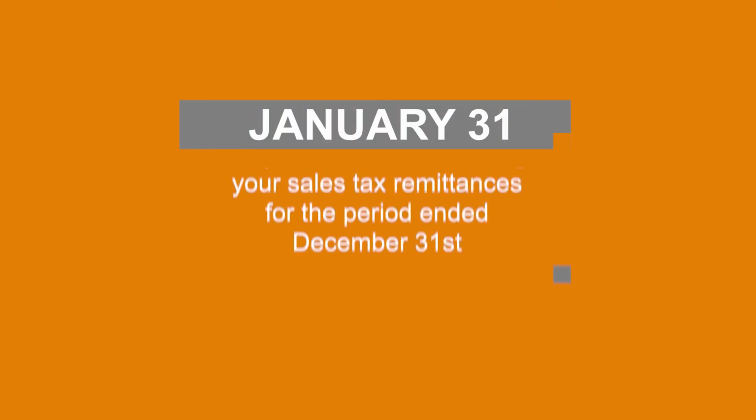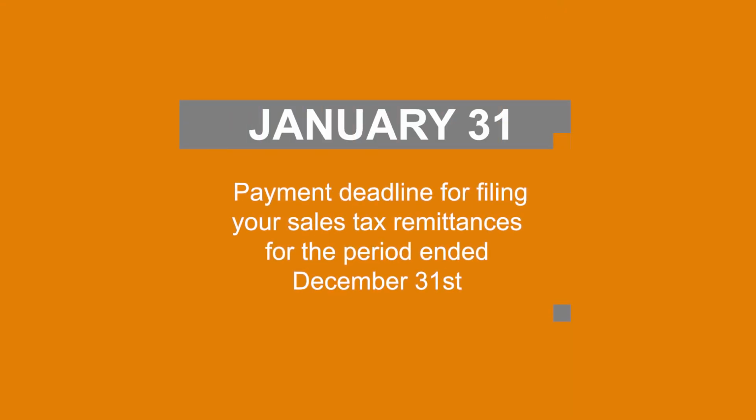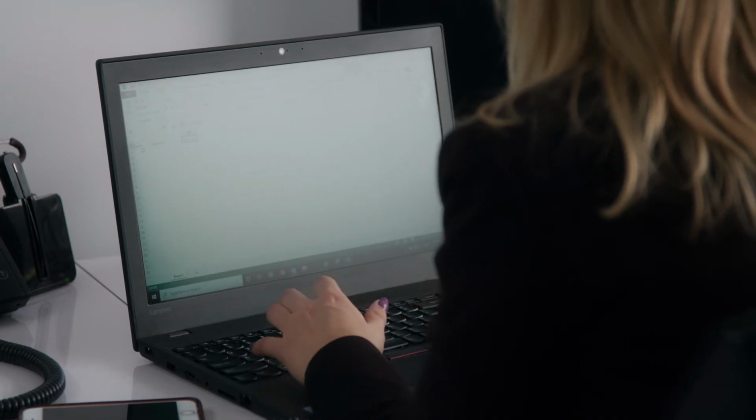January 31st is the payment deadline for filing your sales tax remittances for the period ended December 31st. You must remit the sales taxes, the GST, the HST, and the QST on any of the above noted taxable benefits, which most commonly are auto benefits.